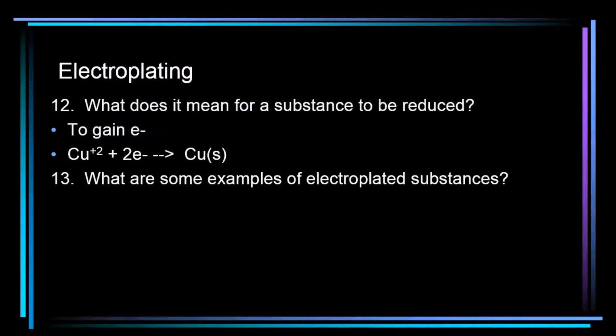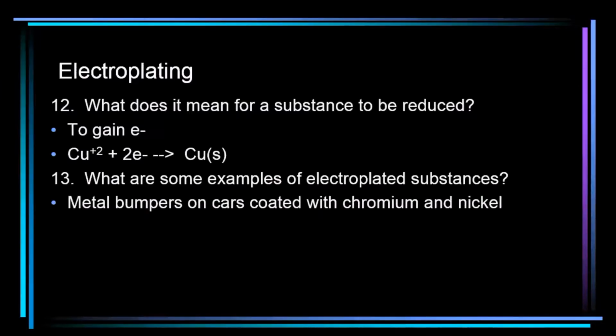What are some examples of electroplated substances? Coins. A penny is electroplated. It has a thin film of copper. Metal bumpers are coated with chromium and nickel in order to make them shiny. Some of your jewelry, girls, are going to be plated.